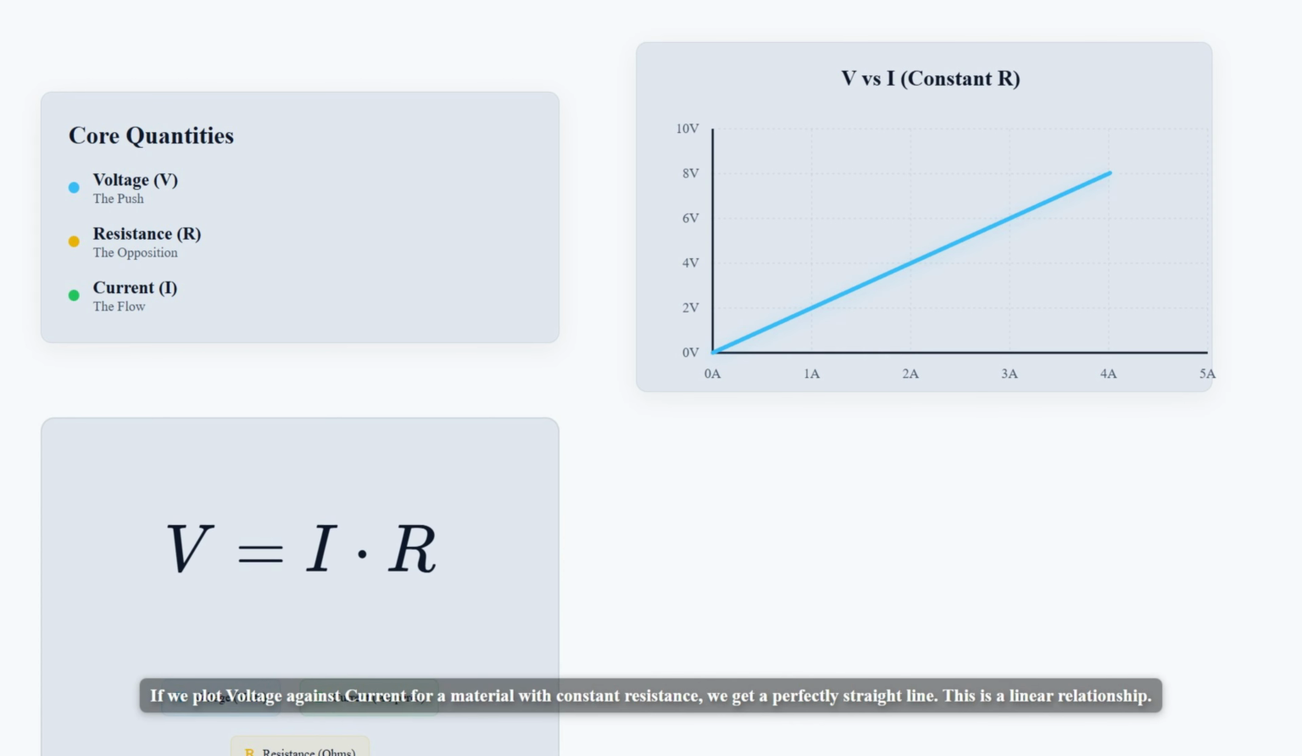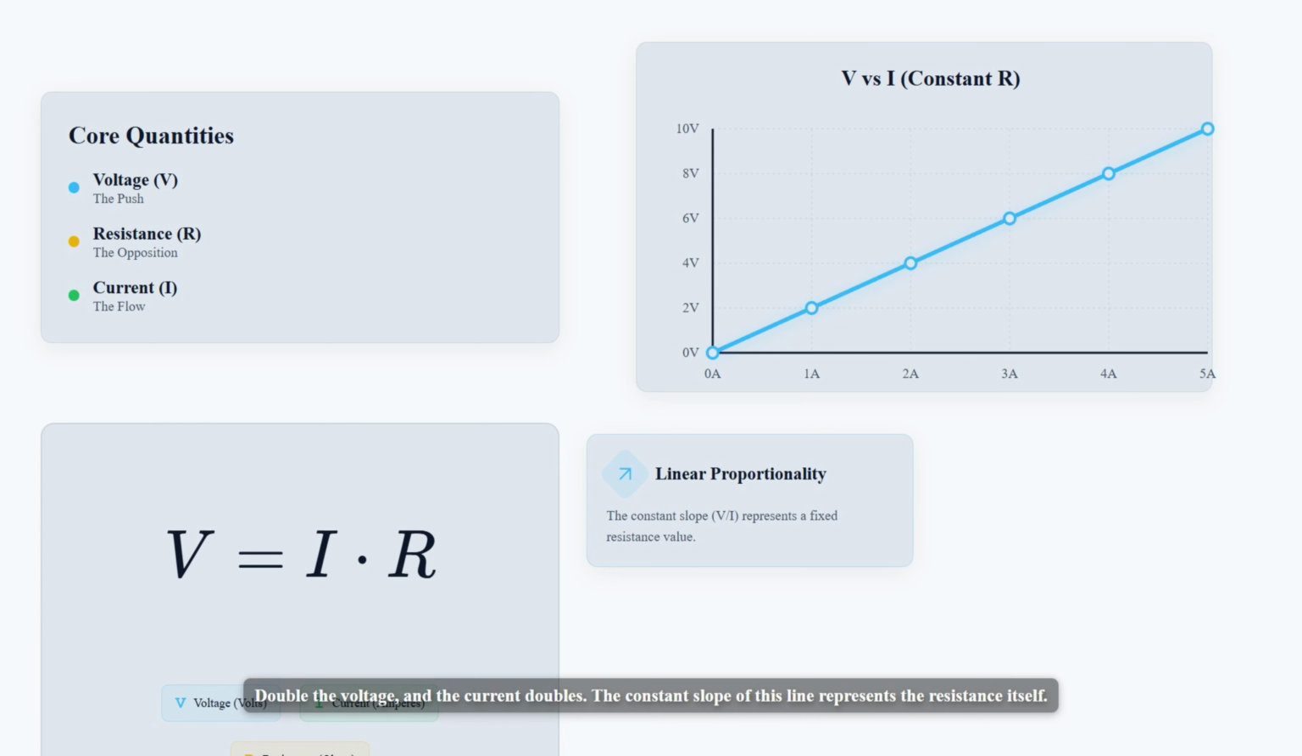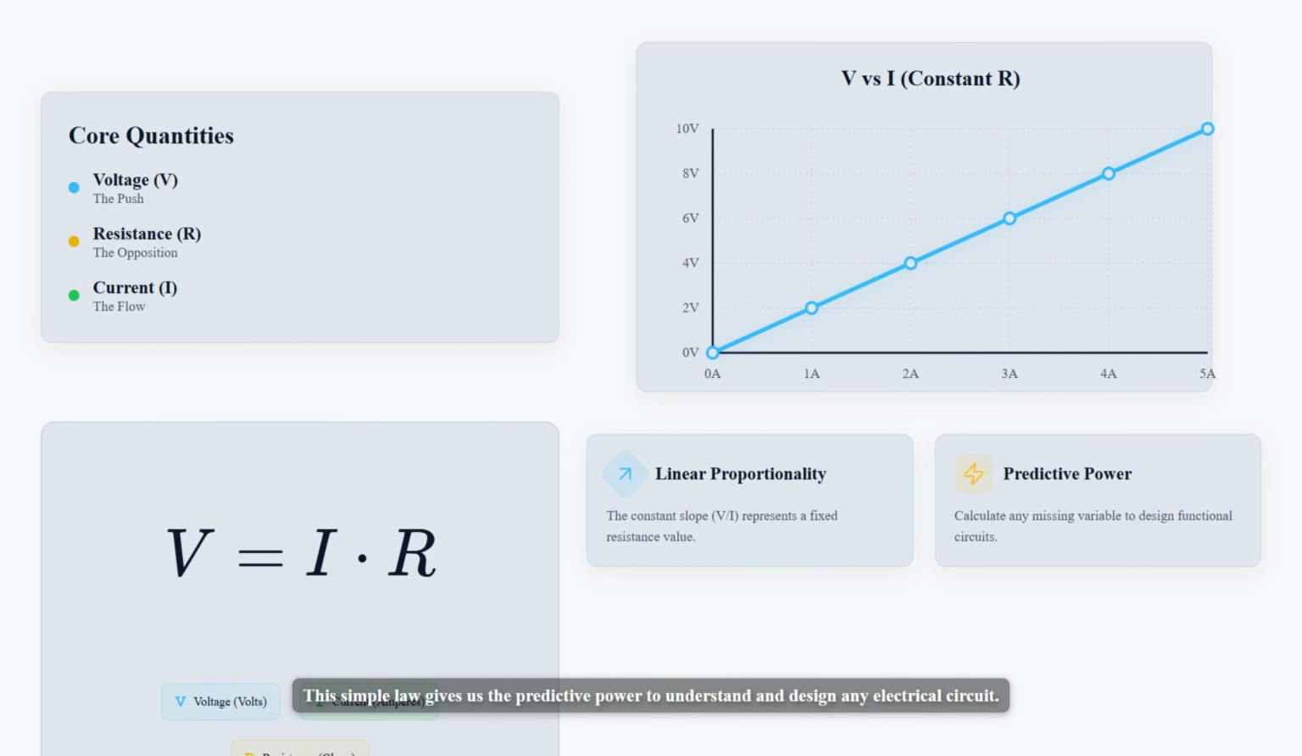If we plot voltage against current for a material with constant resistance, we get a perfectly straight line. This is a linear relationship. Double the voltage, and the current doubles. The constant slope of this line represents the resistance itself. This simple law gives us the predictive power to understand and design any electrical circuit.